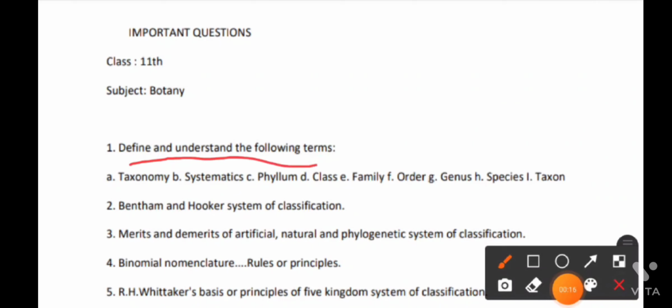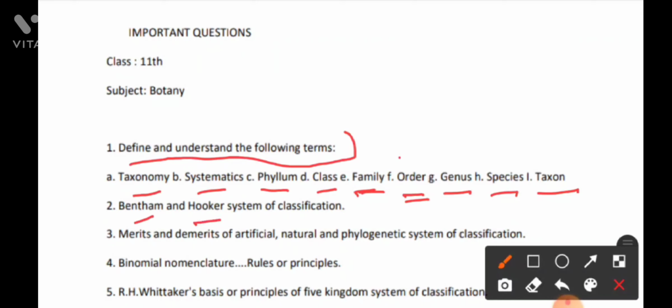Define and understand the following terms: taxonomy, systematics, phylum, class, family, order, genus, species, and taxon. Second, Bentham and Hooker system of classification. Third, merits and demerits of artificial, natural, and phylogenetic system of classification.